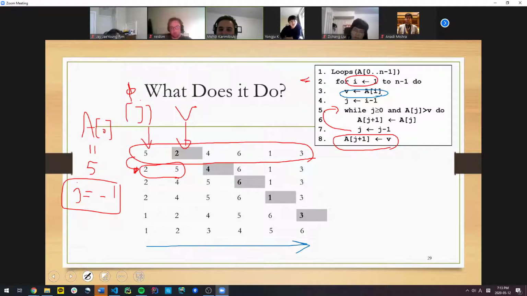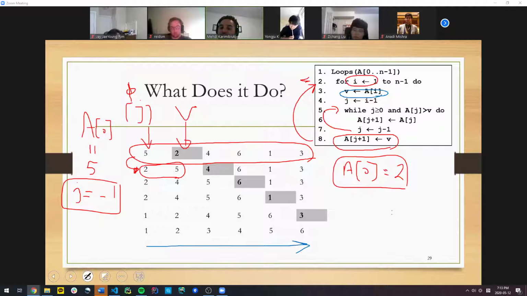And we're going to give that to A[J plus 1]. So what is A[J plus 1]? Zero. So we're going to give 2 to A[0]. That's what line number 8 is doing. Then we're going to come back to the for loop in here. We're going to increment I by 1. So I becomes 2. And then we're going to do the same thing again.